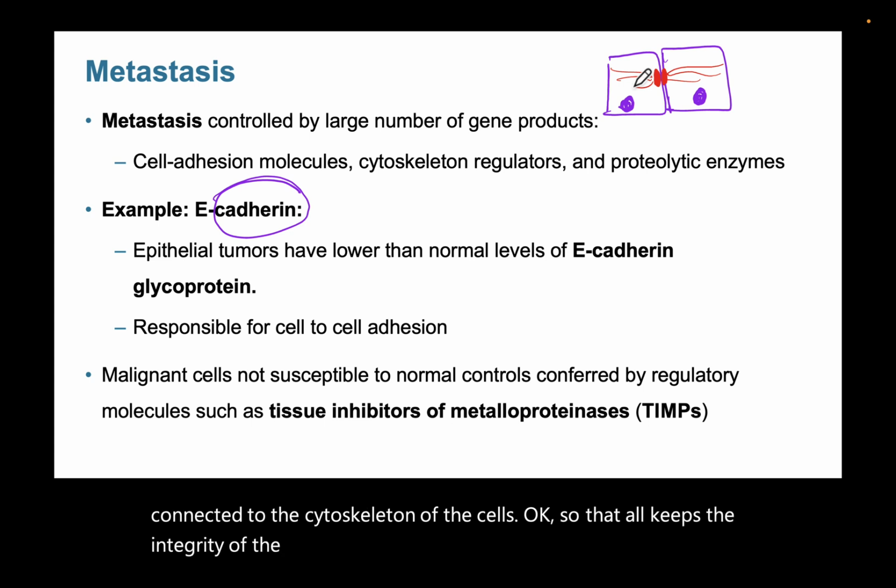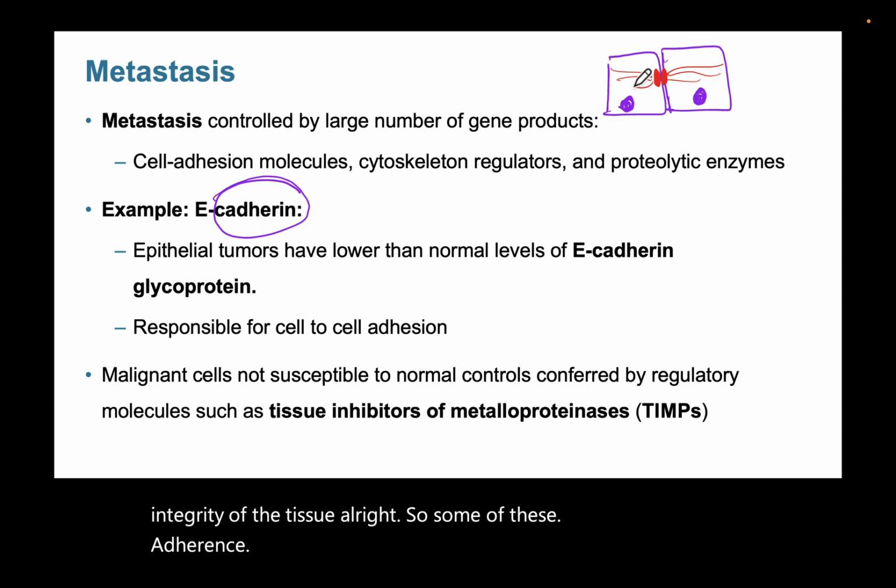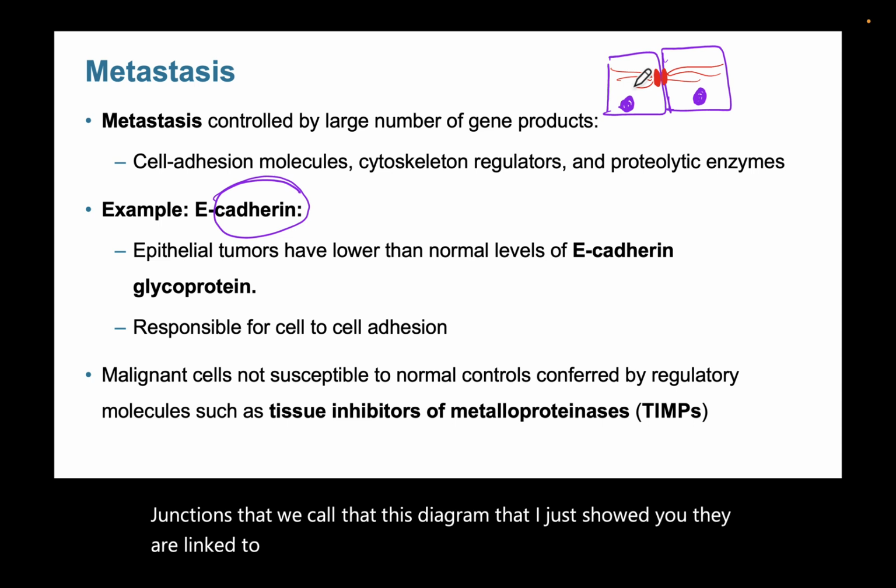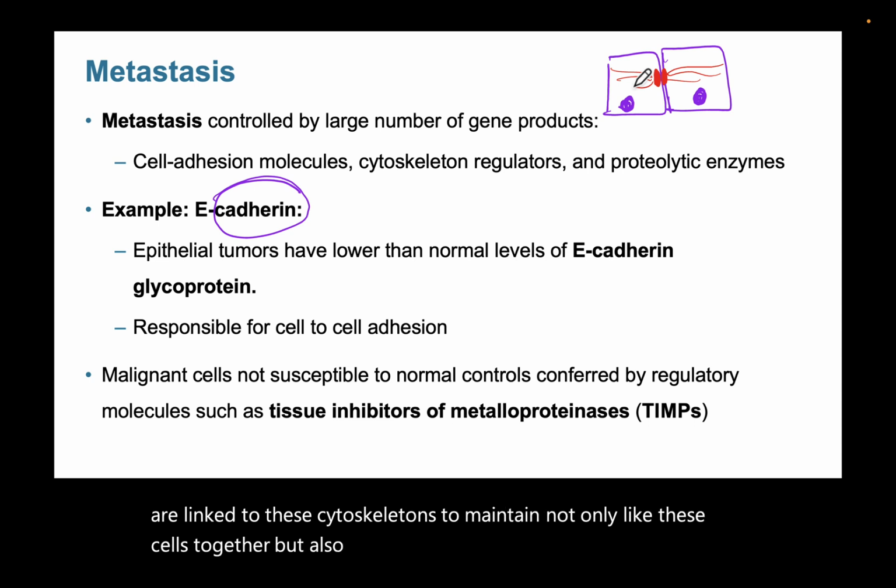All right, so some of these adherens junctions, as we call them in this diagram that I just showed you, are linked to these cytoskeletons to maintain not only these cells together, but also the tissue integrity and some sort of mechanical stability of those cells.